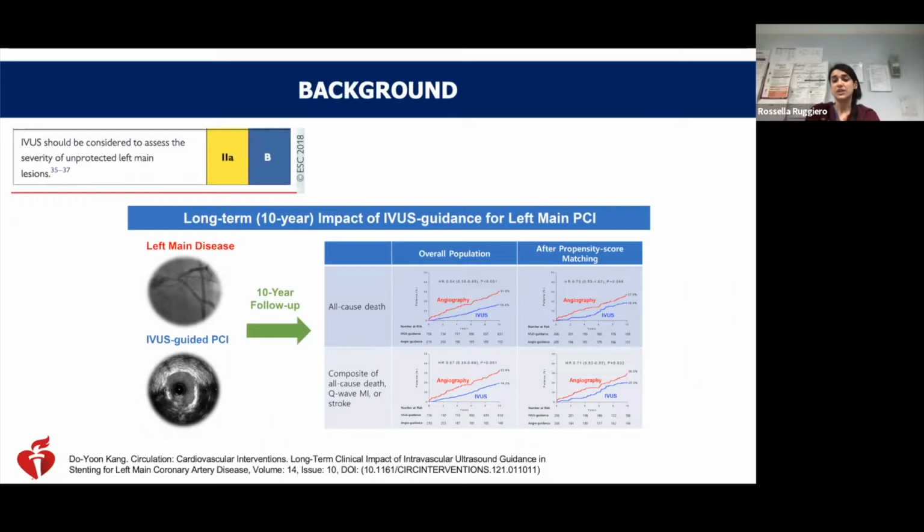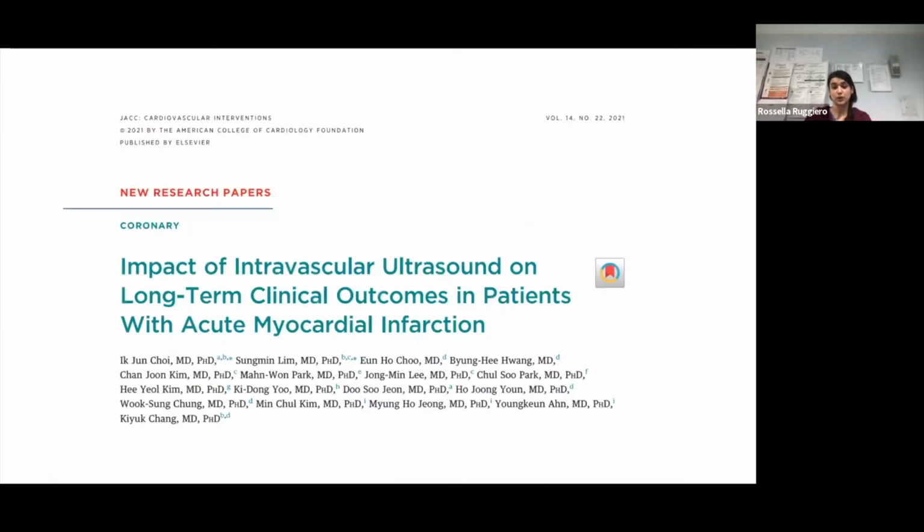However, IVUS in the setting of acute coronary syndrome has very few data published, and this is the background of this important paper.